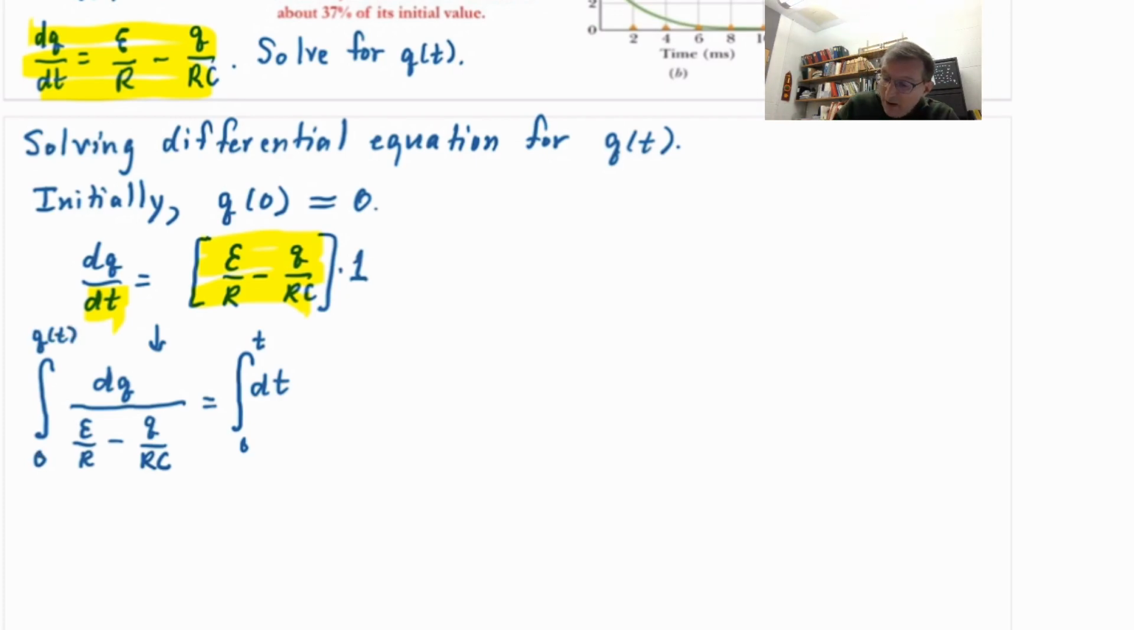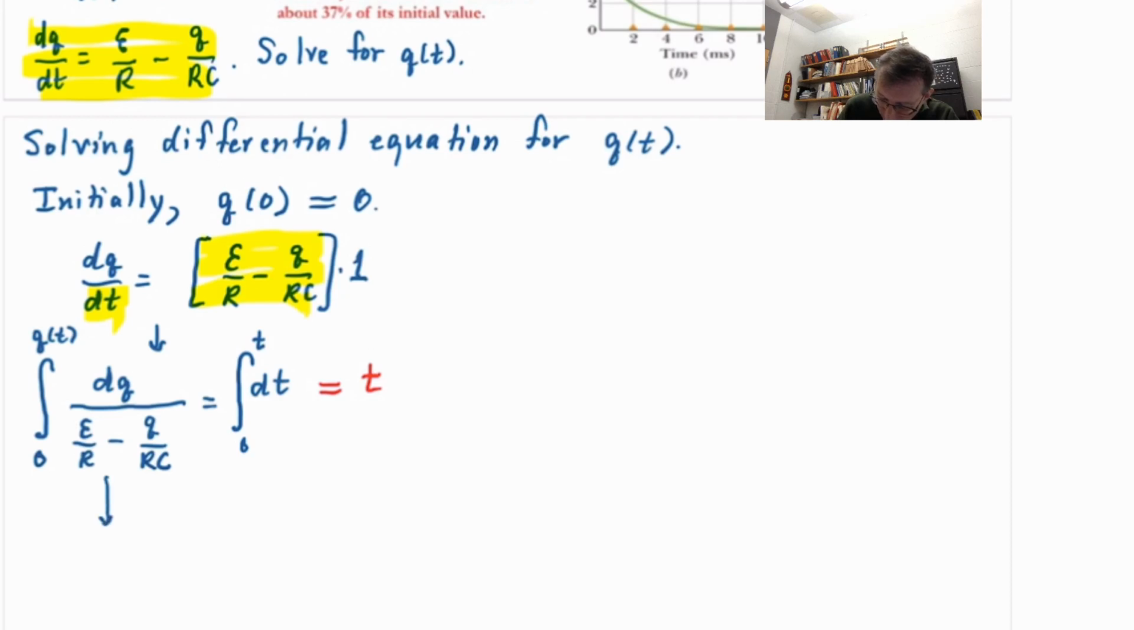Okay, now the integral on the right is easy. The integral of dt from 0 to t is just t. So that's done. The only integral that we have to work at is the one on the left. How do we tackle that integral on the left?